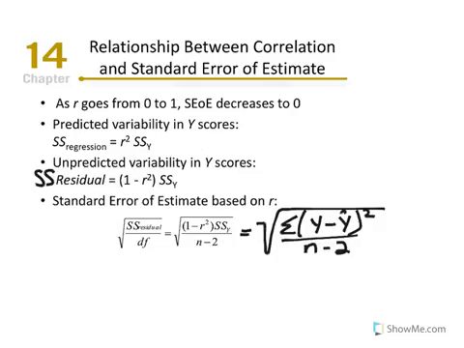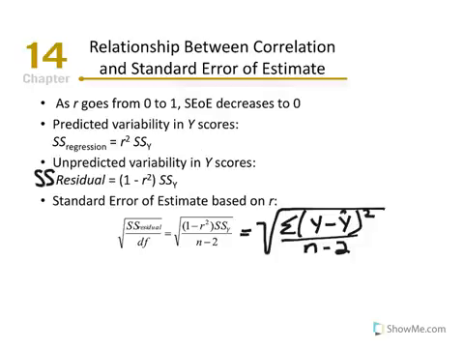So the relationship between correlation and standard error, as I indicated earlier, the accuracy of our predictions is going to be a function of how strongly or weakly correlated two variables are. So as r goes from 0 to 1, and it could be negative 1, the standard error of the estimate decreases to 0. So again, the stronger the relationship, the smaller the standard error of estimate, which makes sense because the stronger the relationship, the less error in our prediction. So the average difference between our predicted value and our actual value decreases.